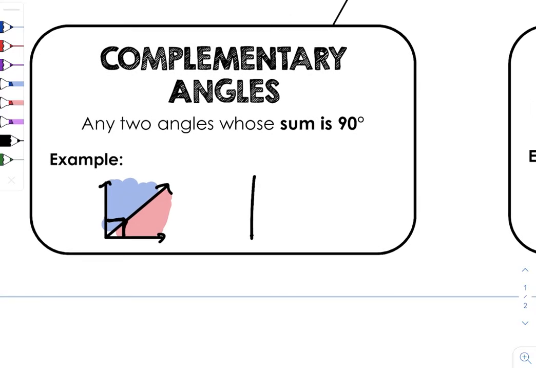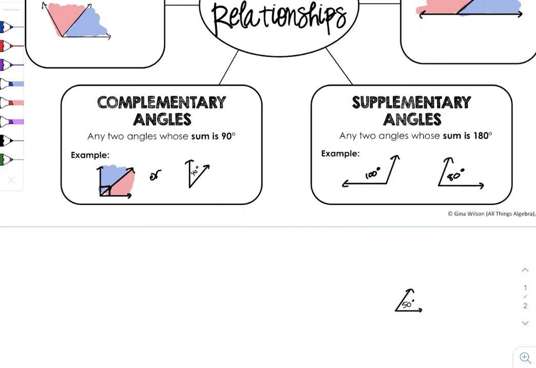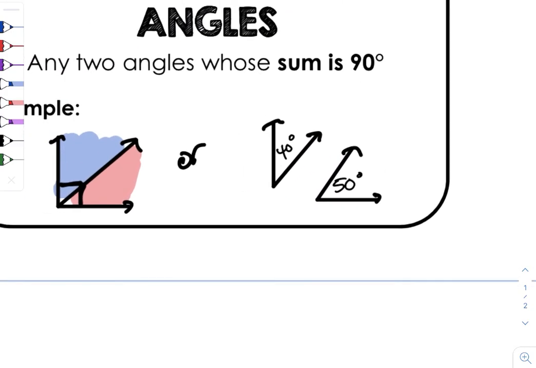Or maybe they're not adjacent. Right? So they don't have to be adjacent to each other. I could have one angle here and then another angle somewhere else. All right, and let's say this one is 40 degrees and this one's 50. Since those two add up to 90 degrees, they would be complementary even though they're not adjacent. Right? They could be anywhere, right? It could be over here, over here. It doesn't really matter where they are as long as they add up to 90 degrees.